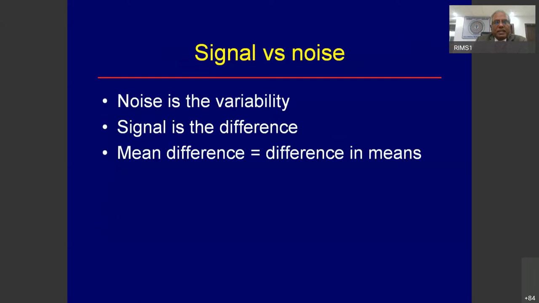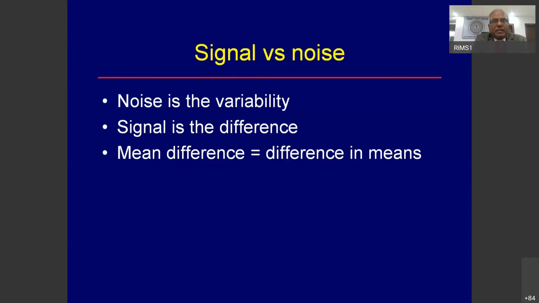Now the problem is that variability is like noise in the system, which we have to either deal with, or control, or get rid of in some way or the other. So that is the whole essence of statistics. Statistics is about dealing with variability, finding out signal from the noise. Noise is the variability. Signal in some cases will be difference.